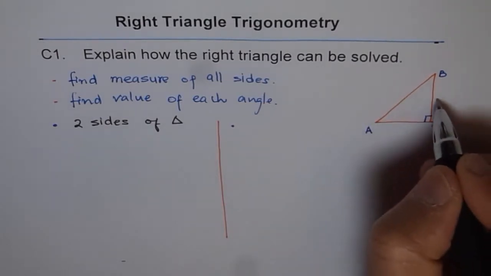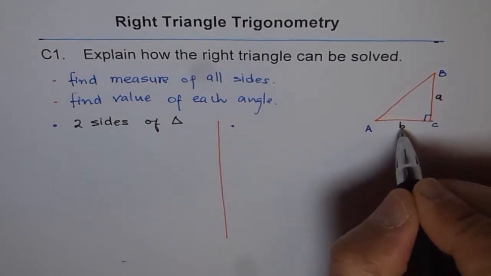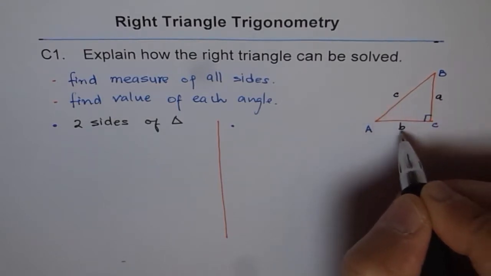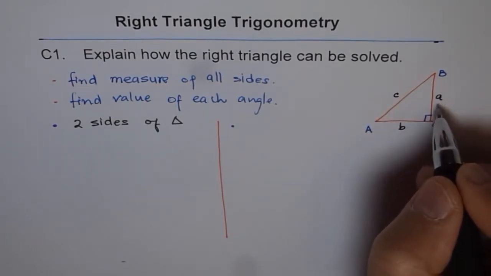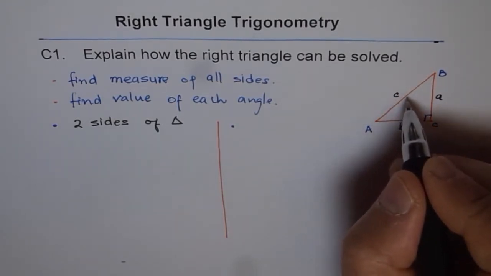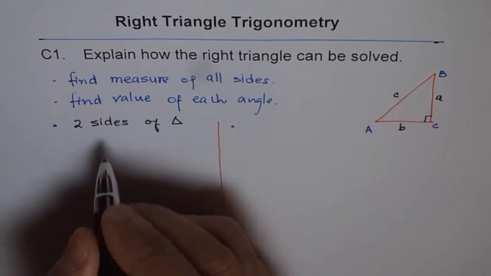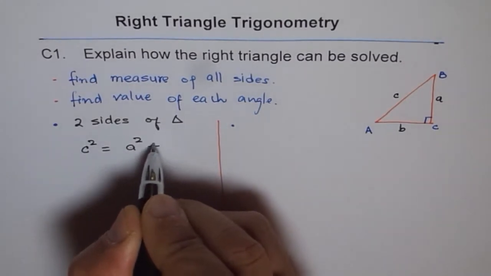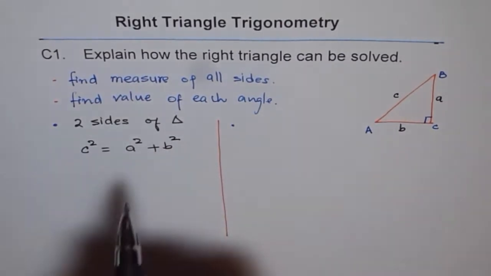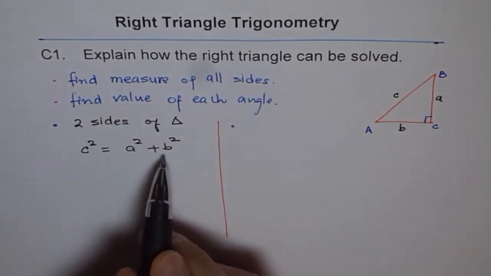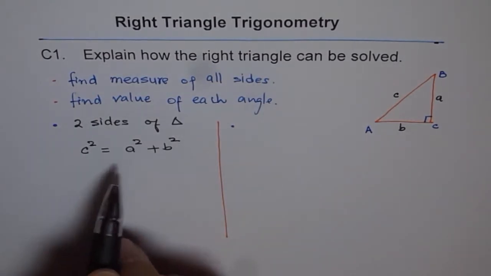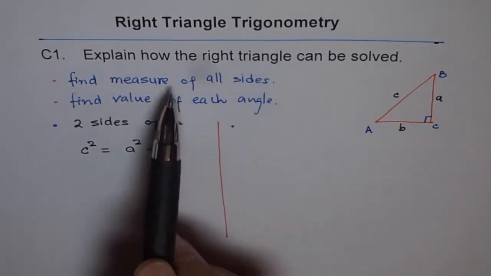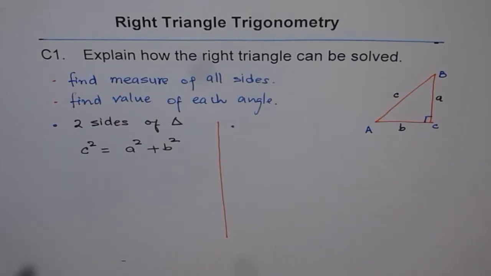That is one case. If we know two sides of a triangle, let us say in this triangle, this side is A, this side is B, and this side is C. If we know two sides, let's say A and B, we can always find the third side, C, right? Then how can we solve? We know C square is equal to A square plus B square. So knowing any two sides, we can always find the third side. That helps to find the measure of all the sides, correct?